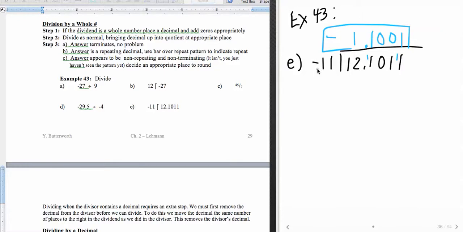So that was division of a whole number by a whole number. Our next is to divide by a decimal, and I'll do that in another lecture.